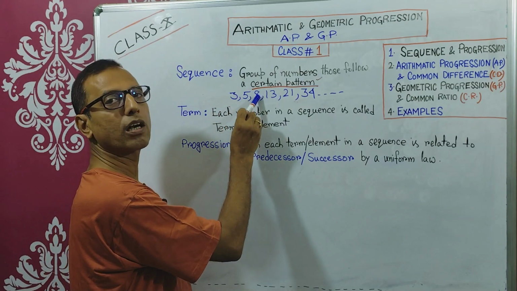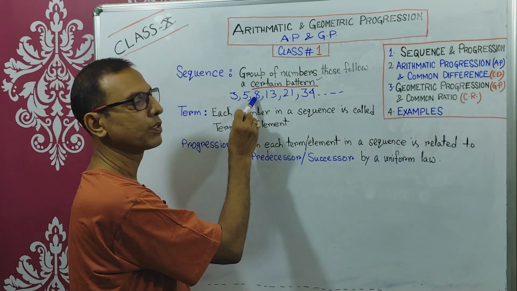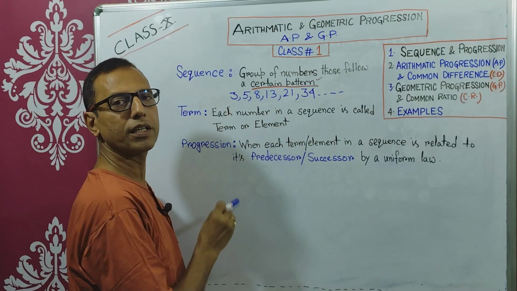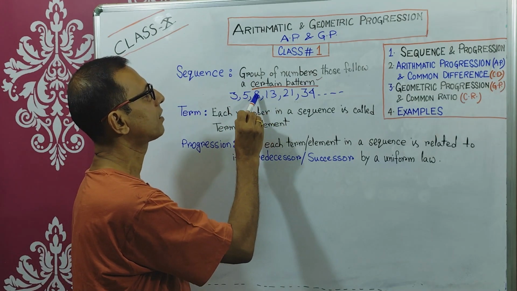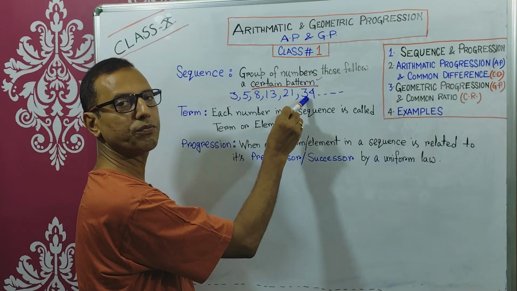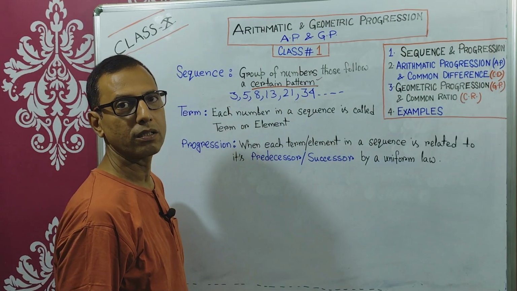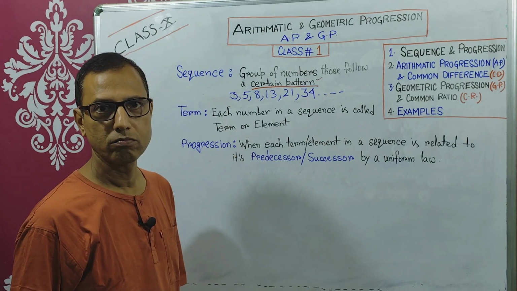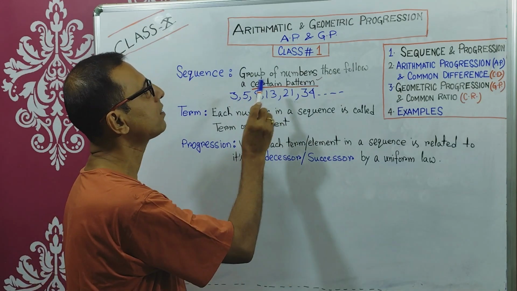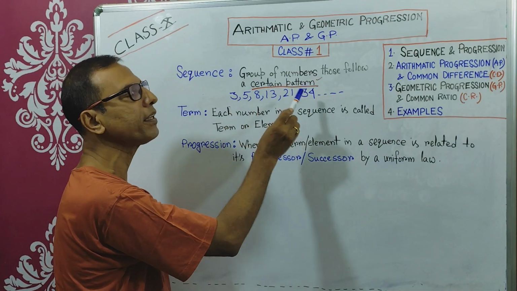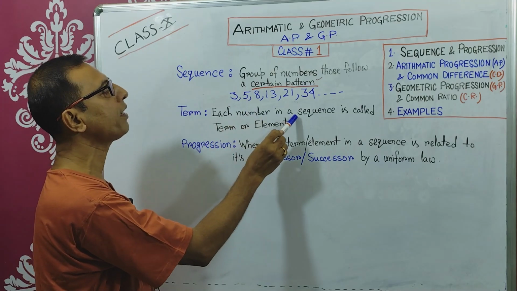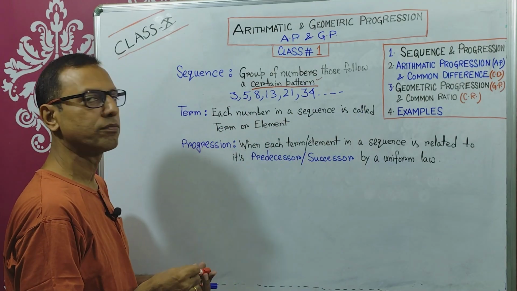First term plus second term is the third term. So 3 plus 5 equals 8. The sum of the second and third term is the fourth term. So 5 plus 8 is 13. Then 8 plus 13, third and fourth, is the fifth term, 21. Then 13 plus 21 is 34. So it is also maintaining a pattern. So this is also a sequence, right? Wherever a group of numbers follows a certain pattern, that is called a sequence. And each number in a sequence is called a term or element. That is the second one. Each number in a sequence is called a term or element. Got it?